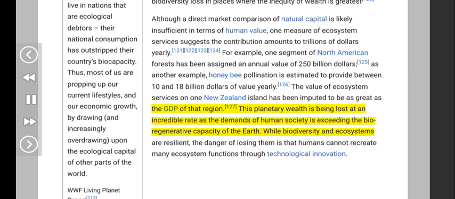This planetary wealth is being lost at an incredible rate as the demands of human society exceed the bioregenerative capacity of the Earth. While biodiversity and ecosystems are resilient, the danger of losing them is that humans cannot recreate many ecosystem functions through technological innovation.